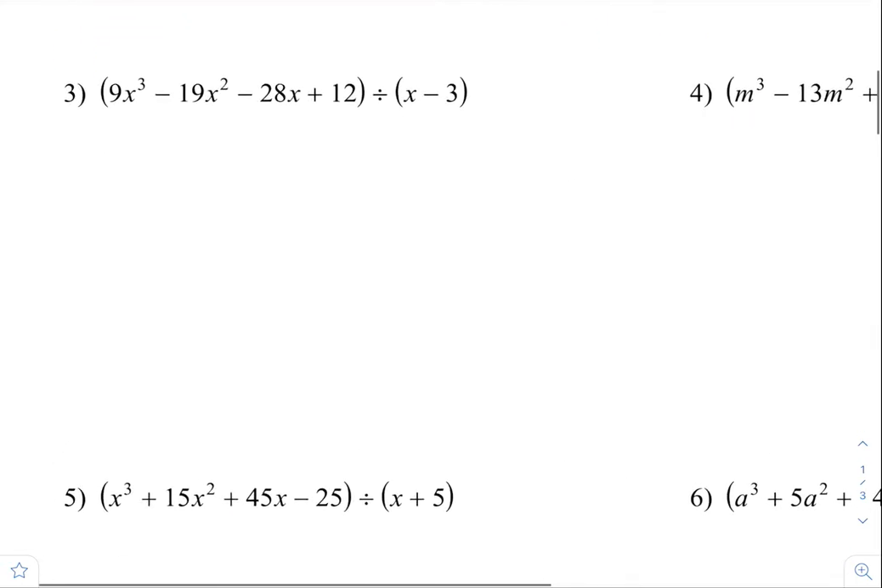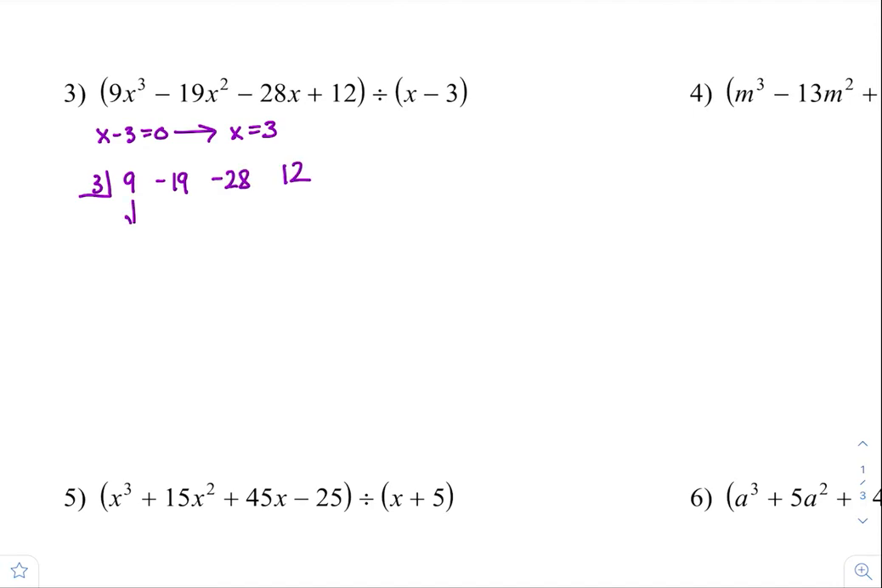Alright, we have number 3. So remember, set this equal to 0. So we got x is equal to 3. Put that in the division box and write down the coefficients. 9, negative 19, negative 28, and 12. Drop this first one.